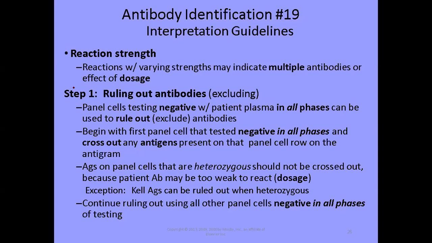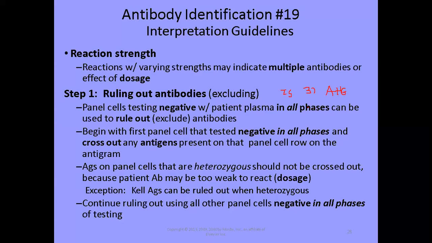Okay, so on the panel antigram, we're going to record our results just like we would on the antibody screen antigram, and we're going to only look at panel cells. Remember, the panel cells are in a row, right? We're only going to look at panel cells that test negative with my patient in all phases. So if I'm doing immediate spin, 37 with potentiator and AHG, it needs to be negative at all three, okay?